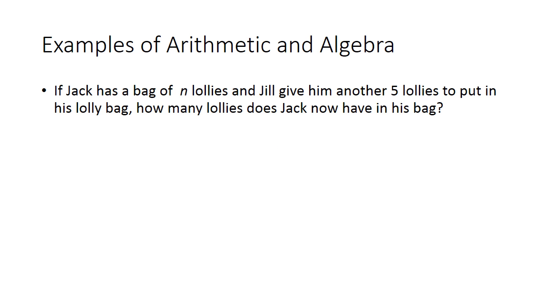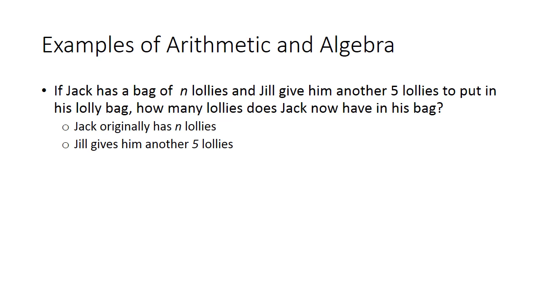Okay, Jack's got a bag of N lollies and Jules gives him another 5 lollies to put in his lolly bag. So how many lollies does Jack now have in his bag? Well, he originally has N lollies, and he's been given another 5 lollies, so the total now is N plus 5. Whatever he had at the start, he's got 5 more.